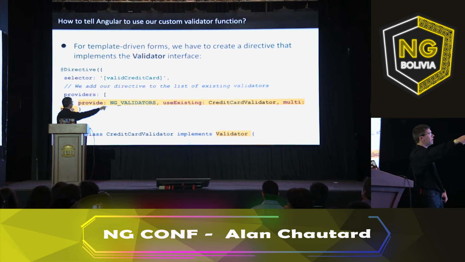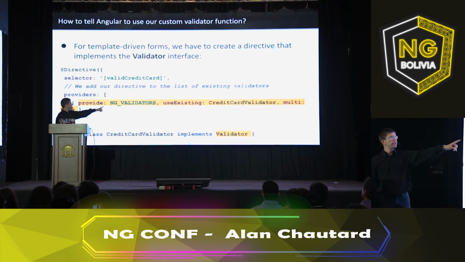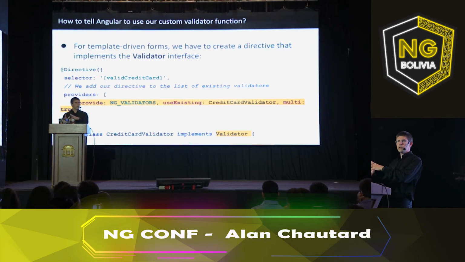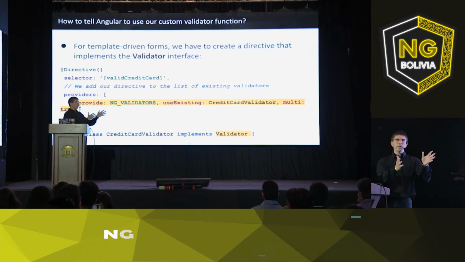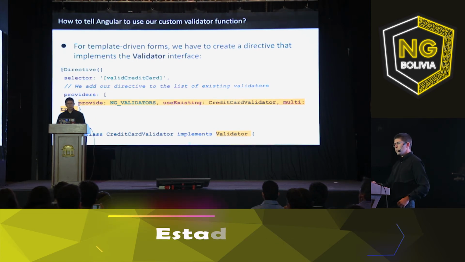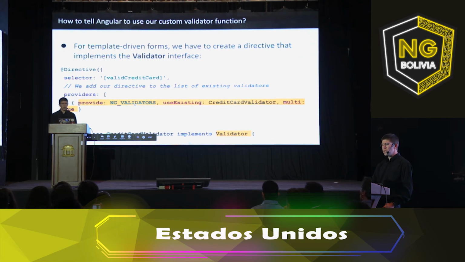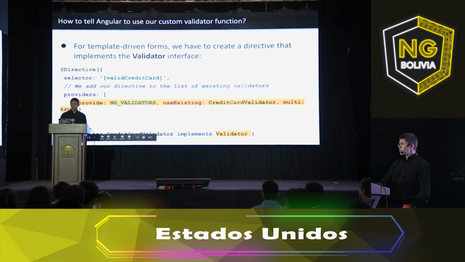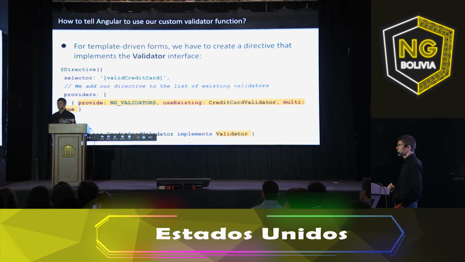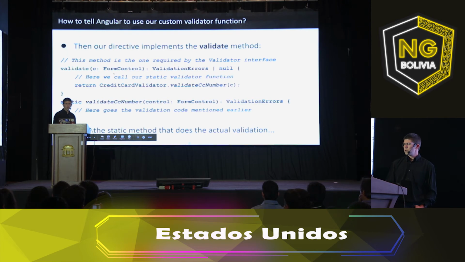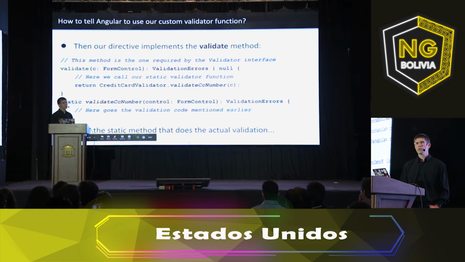So this line of code here, provide NG_VALIDATORS, use existing credit card validator. That's a way to tell Angular, OK, we just created a new validator directive. You can use it as a directive now. That's part of your NG_VALIDATORS. And then that directive has to do one more thing, which is to implement a validator interface. That validator interface itself is just like the function that we saw earlier. Same kind of signature, it takes a control as a parameter and returns errors or null.